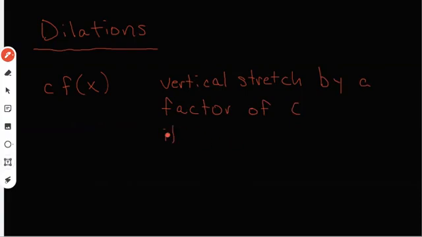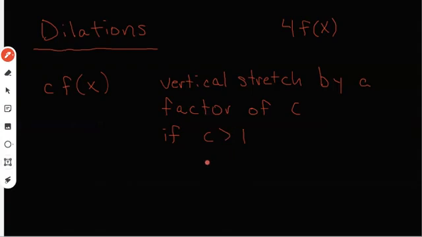And this is true only if c is greater than 1. So if I was to take f of x and multiply it by 4 on the outside, that means I'm taking the function and stretching it by a factor of 4 vertically. So that would be a vertical stretch by 4. Okay.